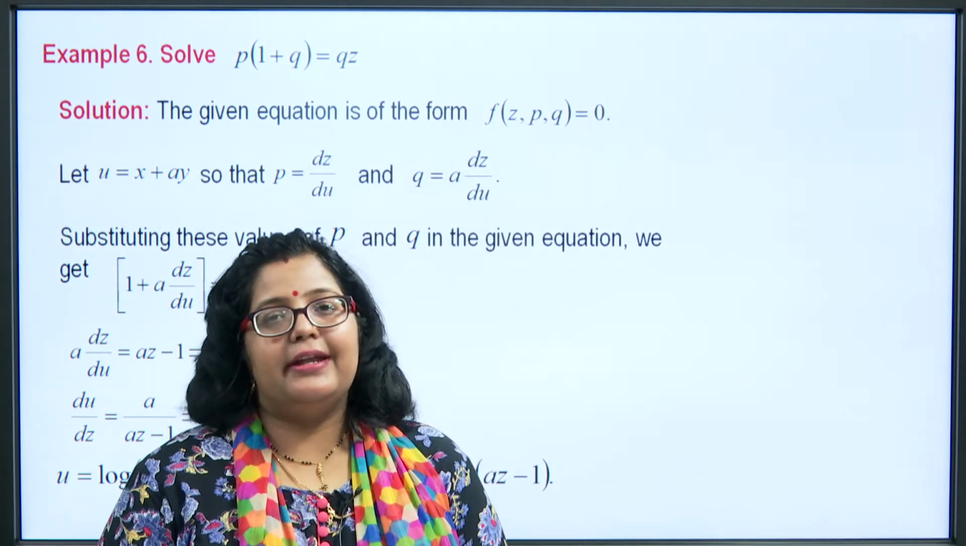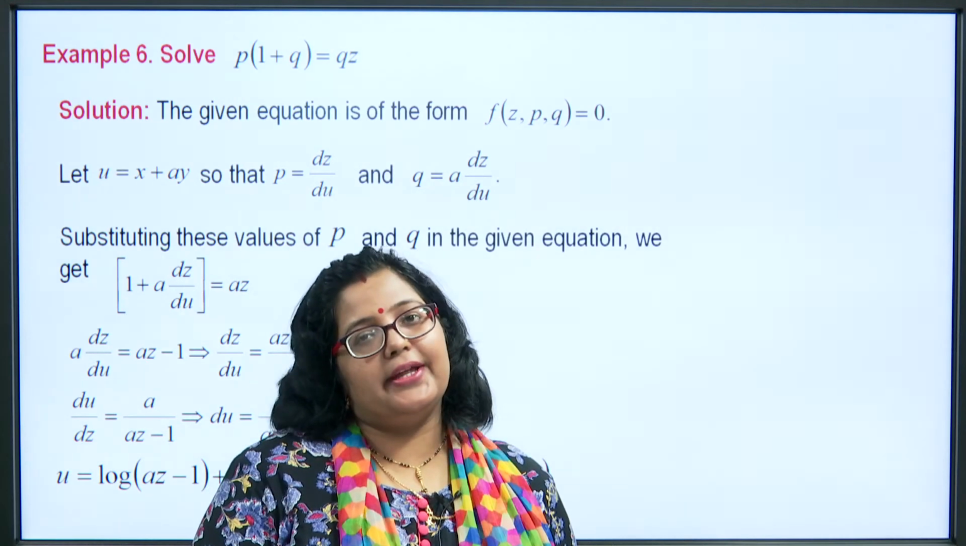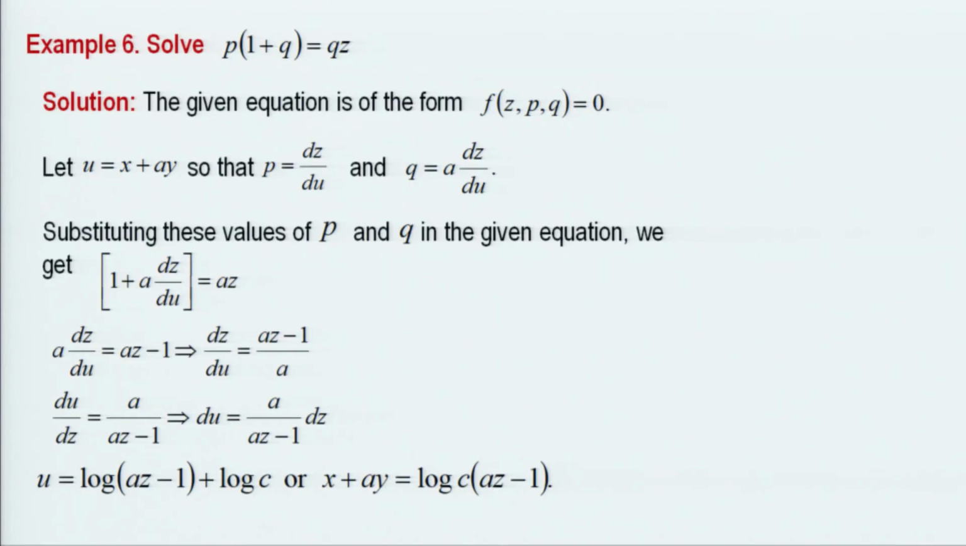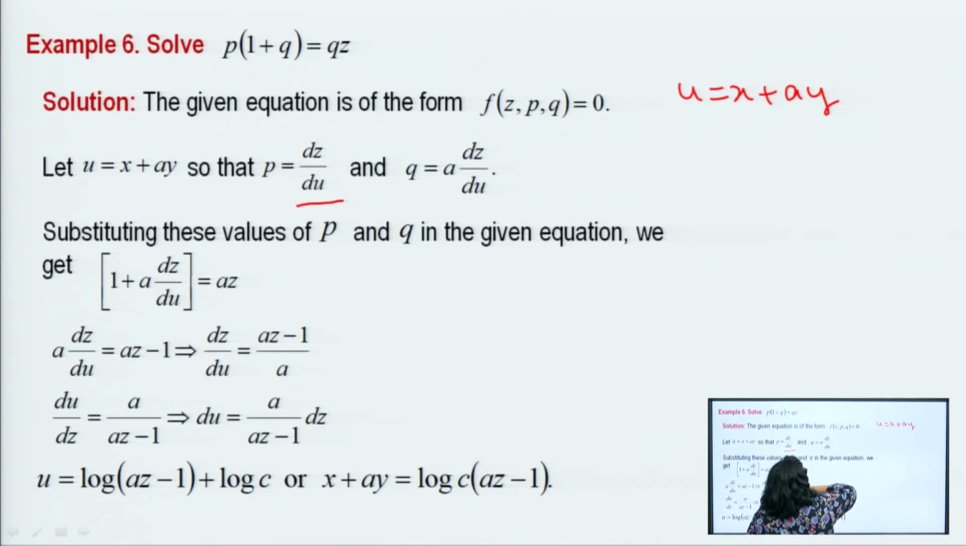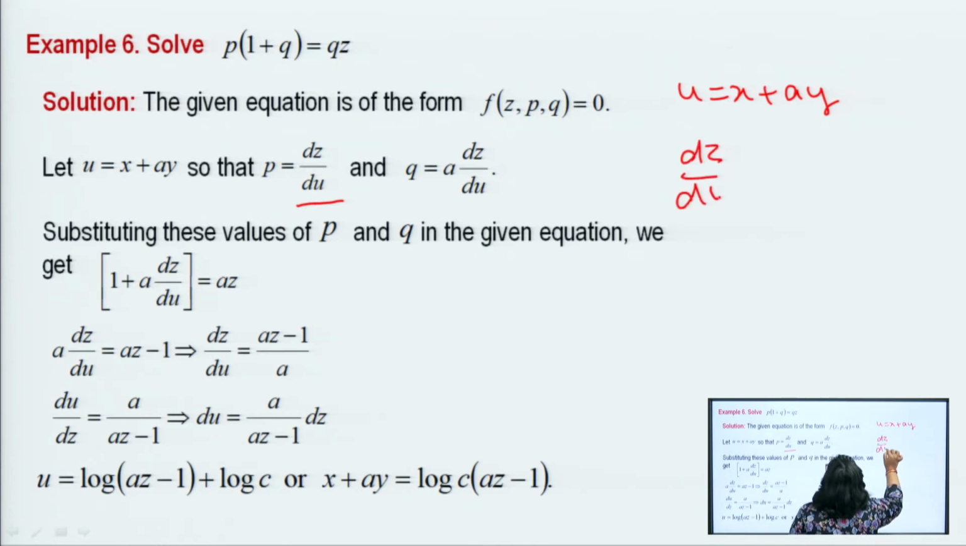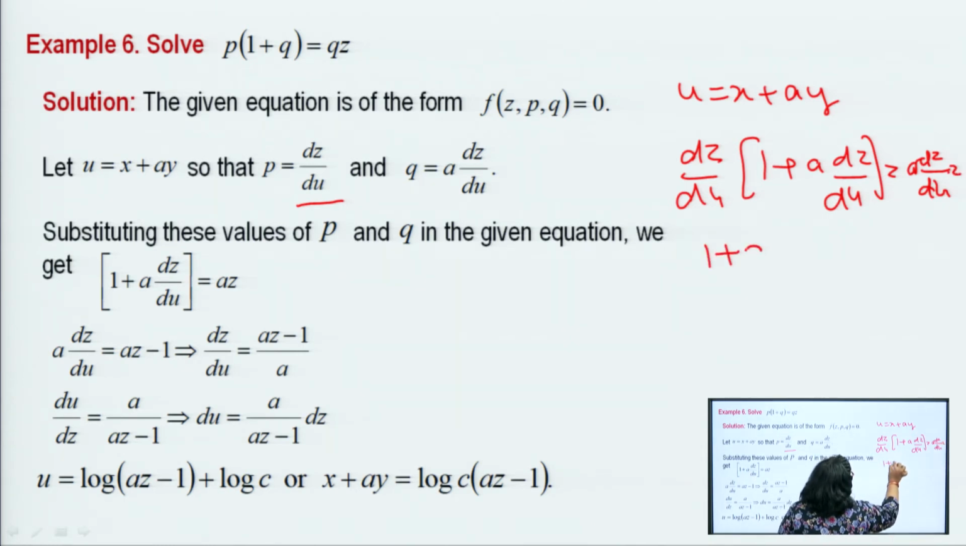We go with the next example for type third. Here p(1 + q) = aqz. This is type third. So we firstly assume u = x + ay, and put p = dz/du, q = a dz/du, giving dz/du (1 + a dz/du) = a (dz/du) z. Solving it, we get 1 + a dz/du = az.